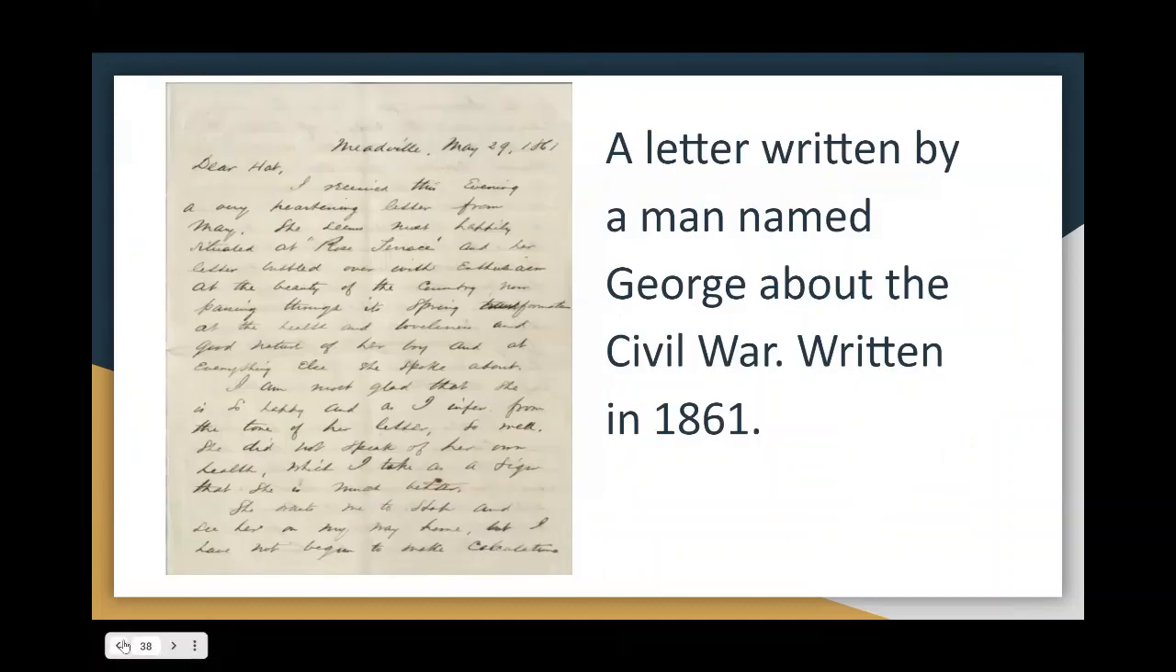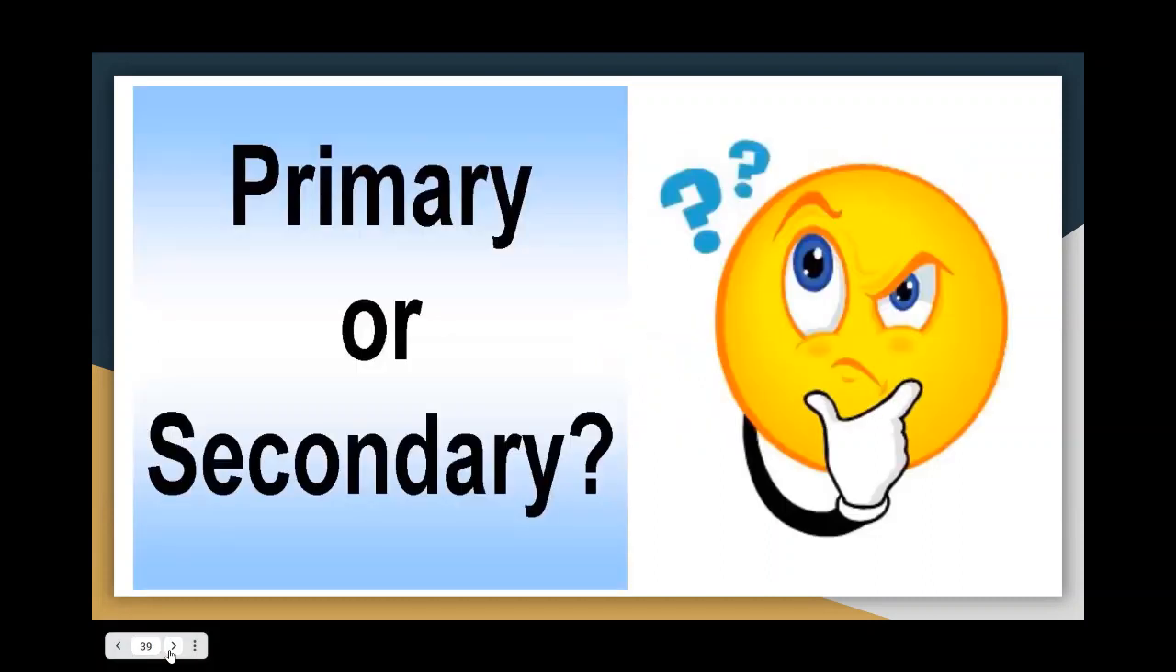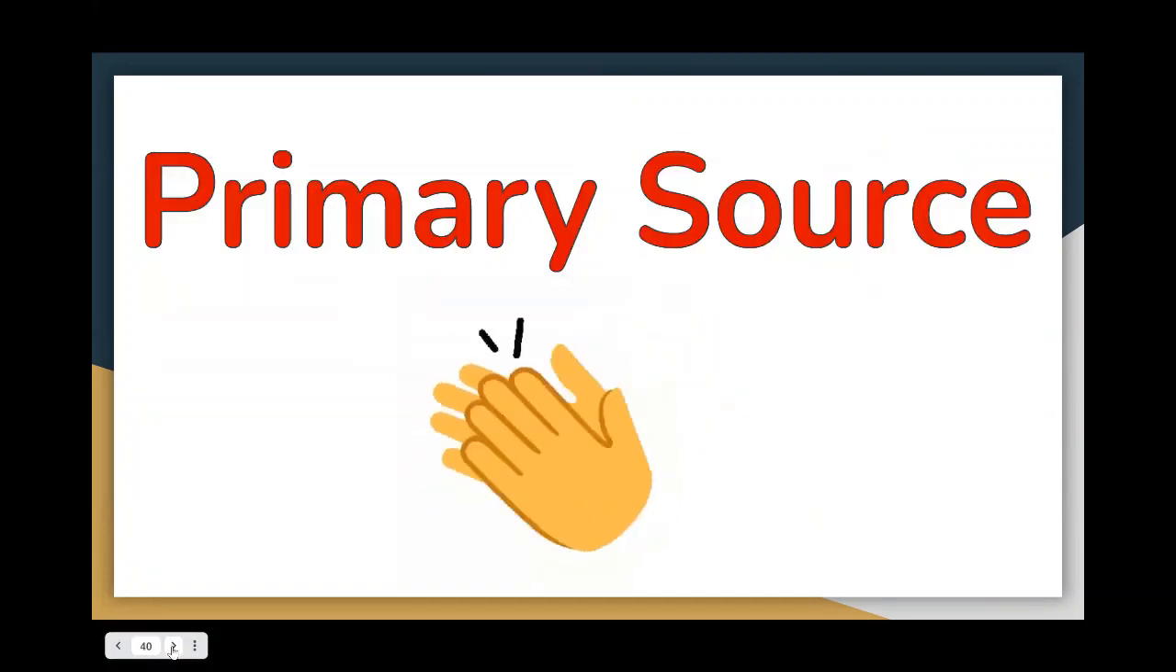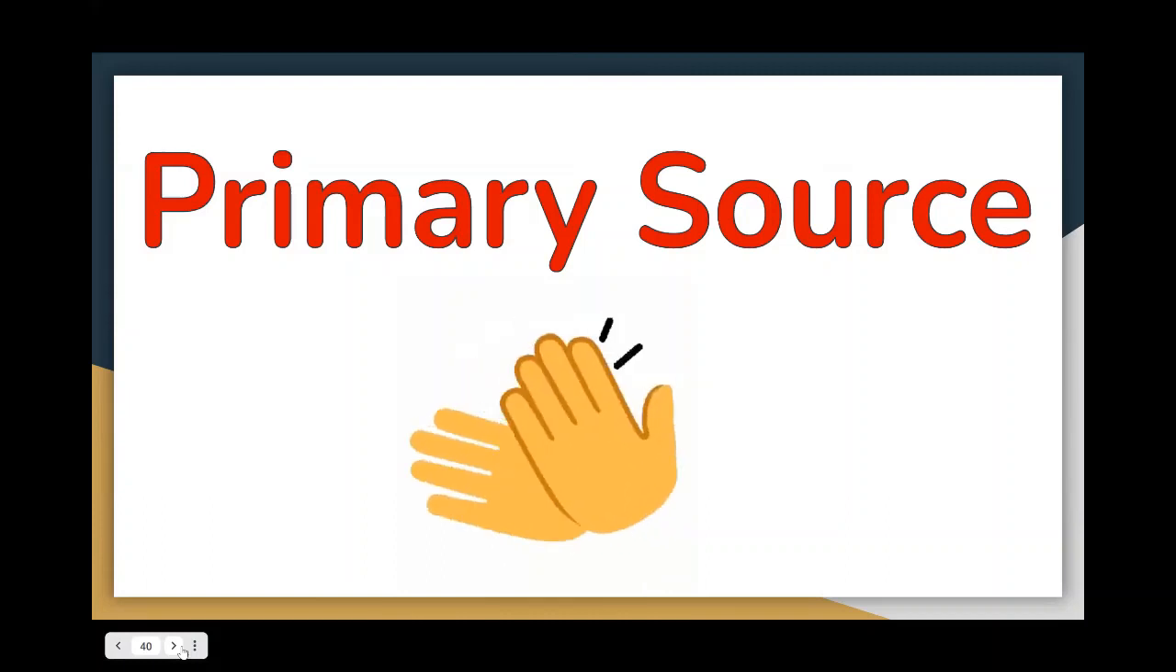So it's a letter written by a man named George who was there during the Civil War, and it was written during the time of the Civil War. So based on the fact that it was written by someone who was there during that time in history, this tells me that this is, you guessed it, a primary source. If you got that correct, give yourself a pat on the back.